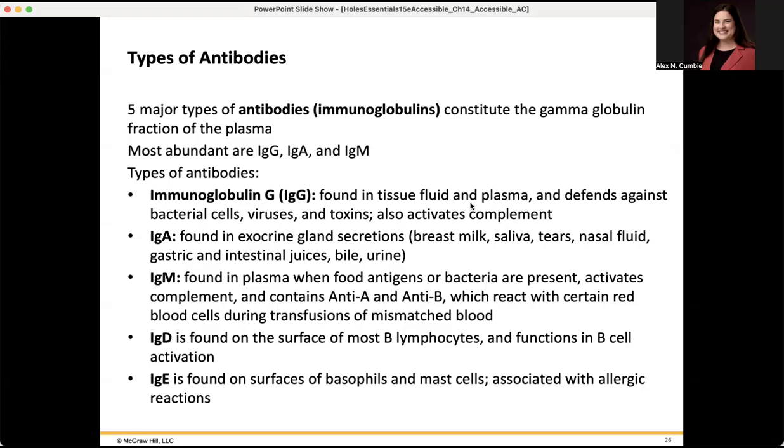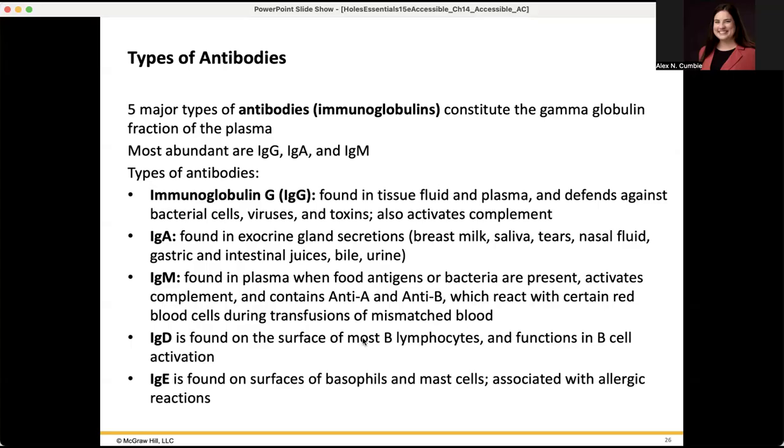IgA is not really found in the bloodstream or tissue fluid, but in exocrine gland secretions. So we find it in things that secrete out to the skin surface, like breast milk, saliva, tears, nasal fluid, gastric juices, bile, and urine. You can find levels of IgA. IgM is again found in the plasma, so circulating in the blood. IgM can be present when food antigens or bacteria are present. A lot of times foodborne illnesses are from bacteria. IgM can even occur if you do a mismatched blood transfusion, so they could be implicated in that.